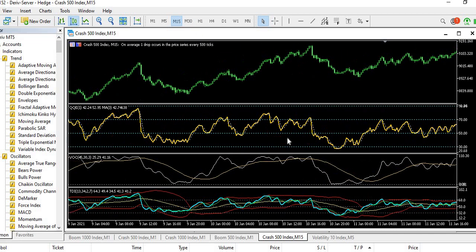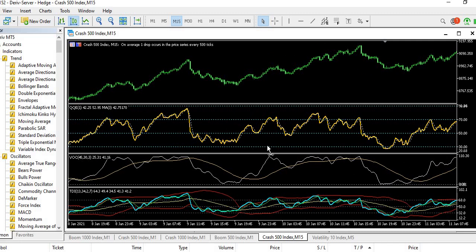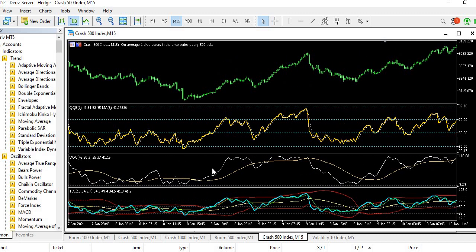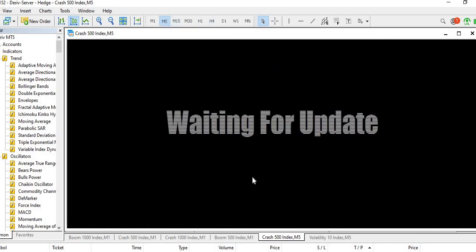M15, still same concept. When it retraces from the top here, it's your best point. When it crosses at the bottom, also your sweet point. Especially by the time it's crossing your market baseline, has also crossed the middle Bollinger Band, is your sweet point. Let's go to M5.